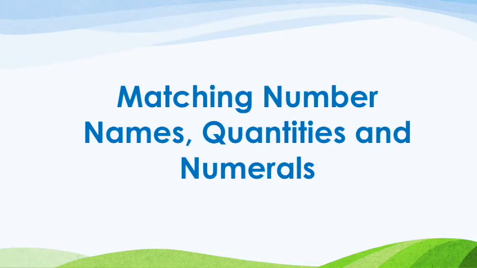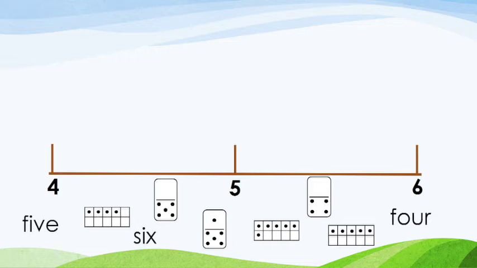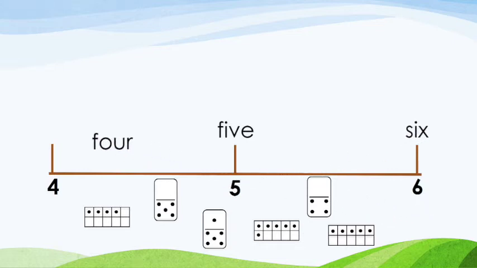Let's start our first activity. We are going to match number names, quantities, and numerals. So here we have the numerals 4, 5, and 6. Let's begin to match our number names with our 10 frames and our dominoes. Let's start. We have the word 5 going next to the numeral 5, 6 next to the numeral 6, and 4 next to the numeral 4.